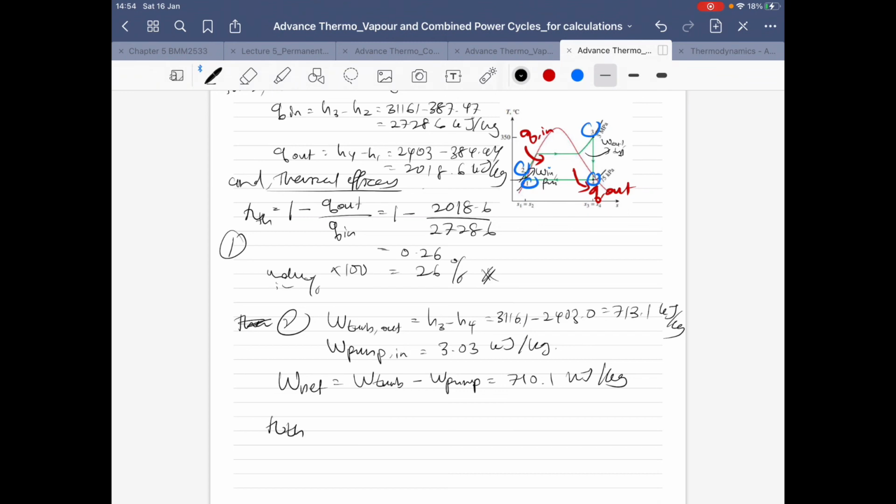So kita boleh je terus ambil berapakah thermal efficiency dia. Thermal efficiency dia adalah W net over Q in. Q in tadi dah ada lah, Q in kita 2728.6, 26%. So that's the solution for thermal efficiency question ataupun problem inilah untuk simple ideal Rankine cycle. Thank you.